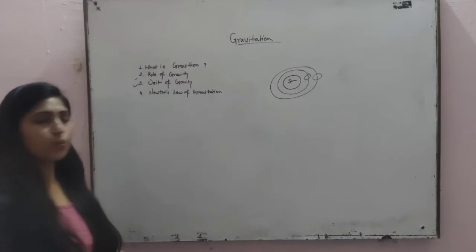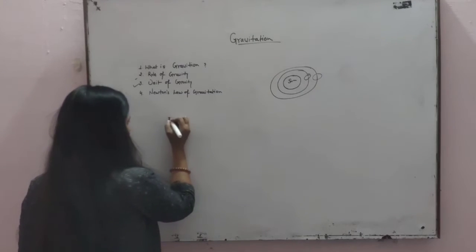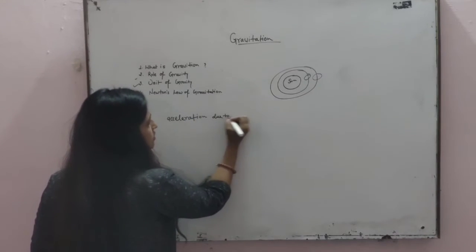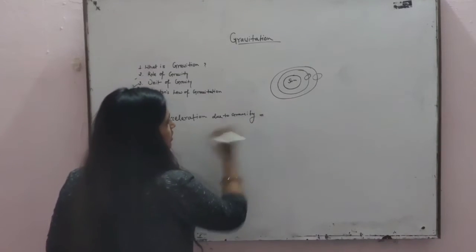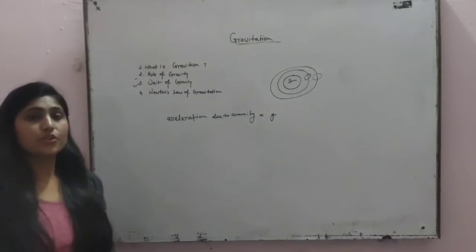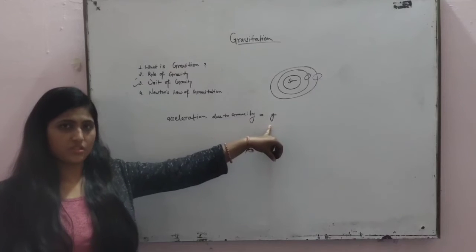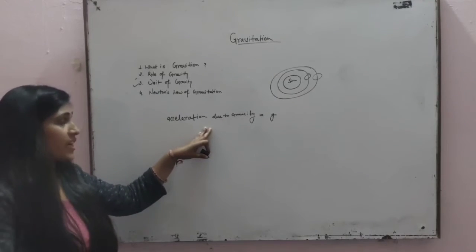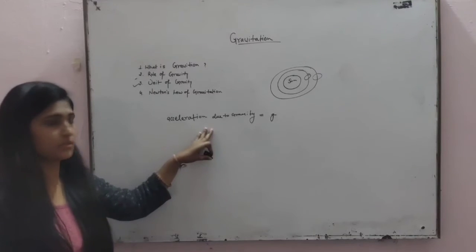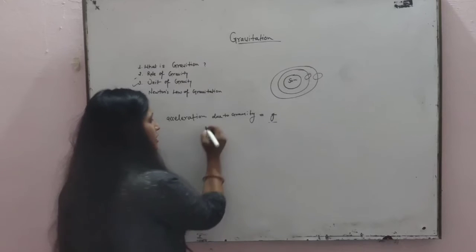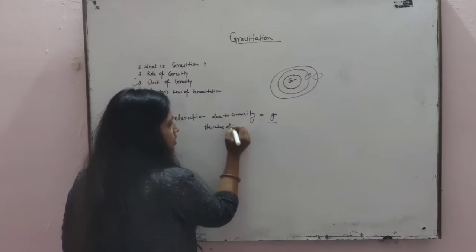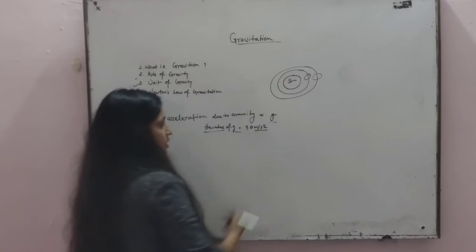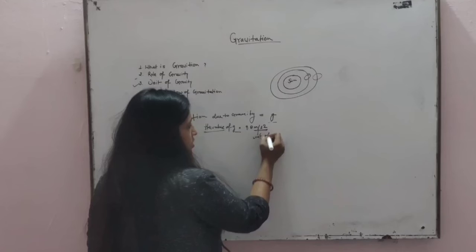Now, unit of gravity. What is the unit of gravity? Acceleration due to gravity, denoted by small g. This is the acceleration which acts on a body, due to which the body falls down towards the ground. The value of g is 9.8 meter per second square. Meter per second square is the unit of g.